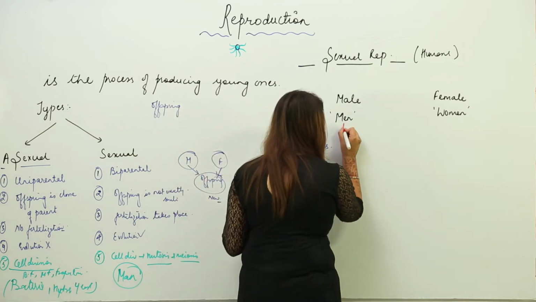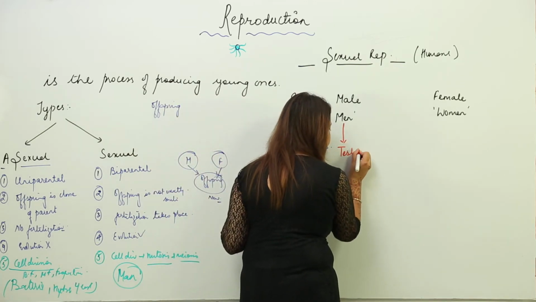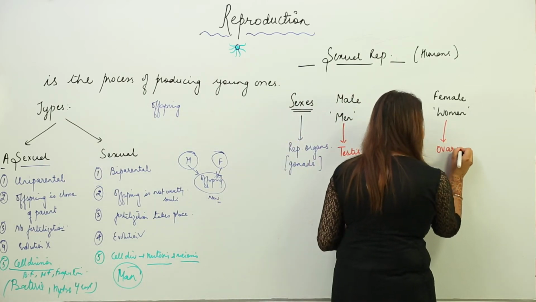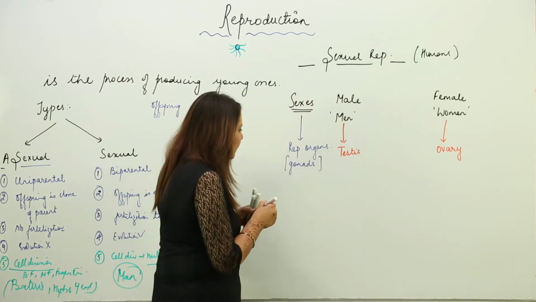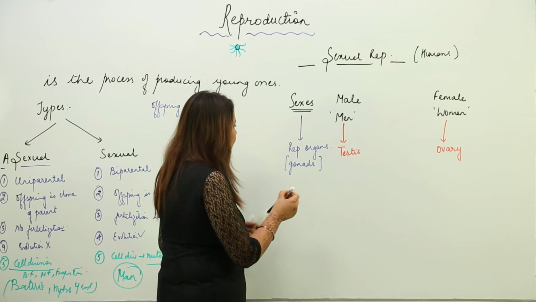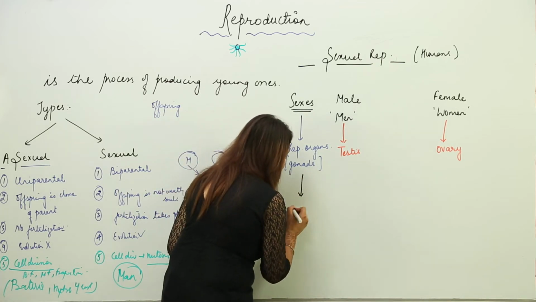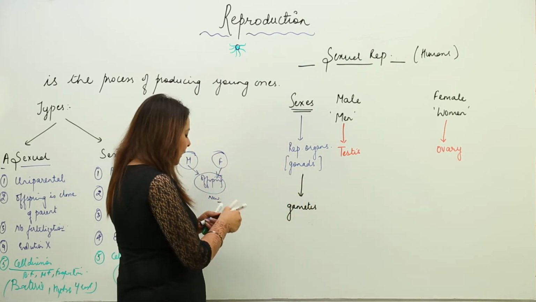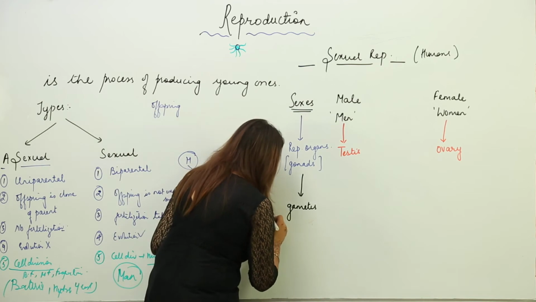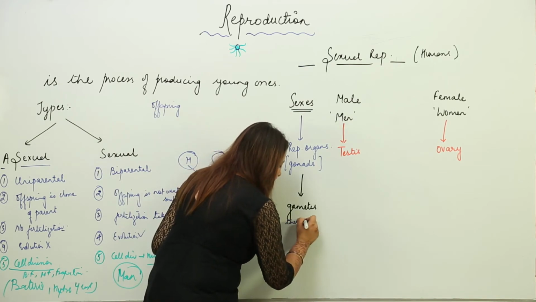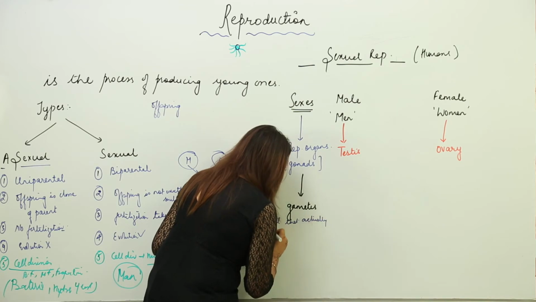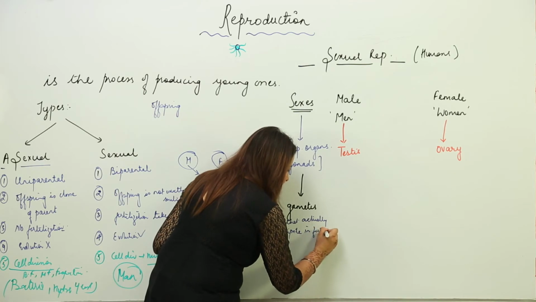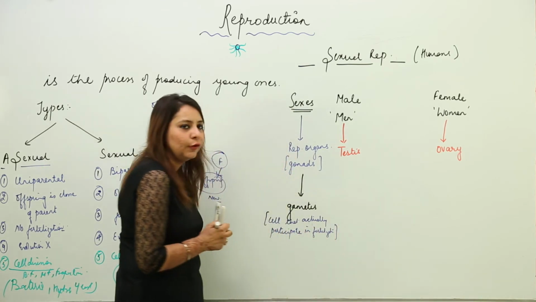In male, the reproductive organ is the testes, and in female, the reproductive organ is the ovaries. These are the reproductive organs. Now these gonads are going to produce gametes. What is a gamete? Gametes are the cells which actually participate in fertilization.